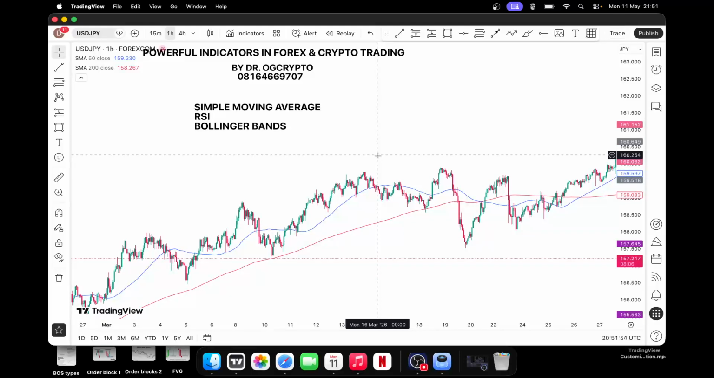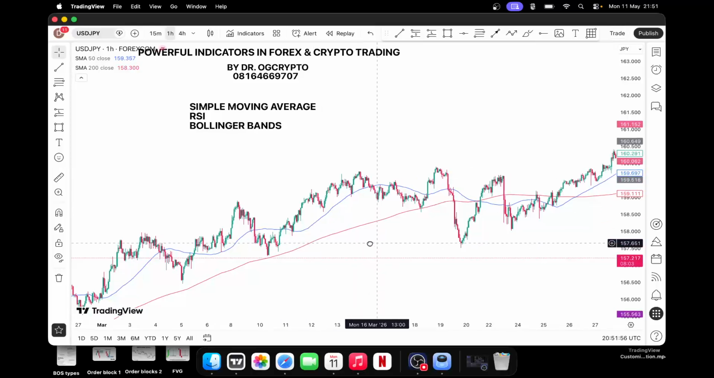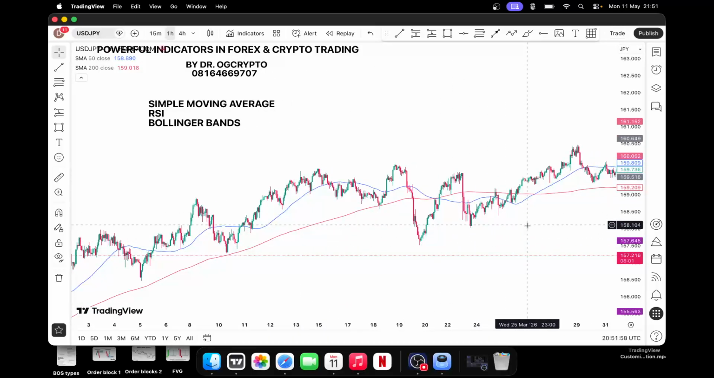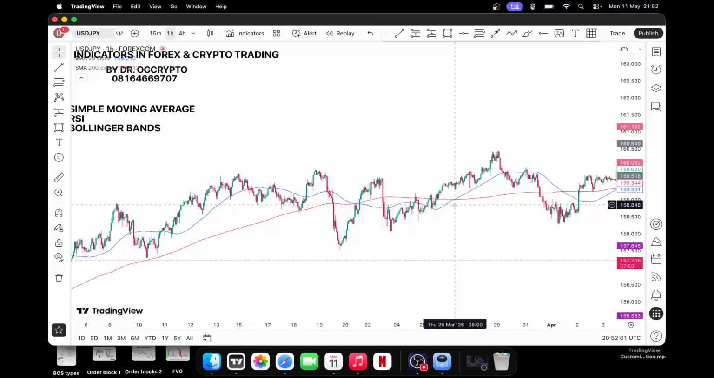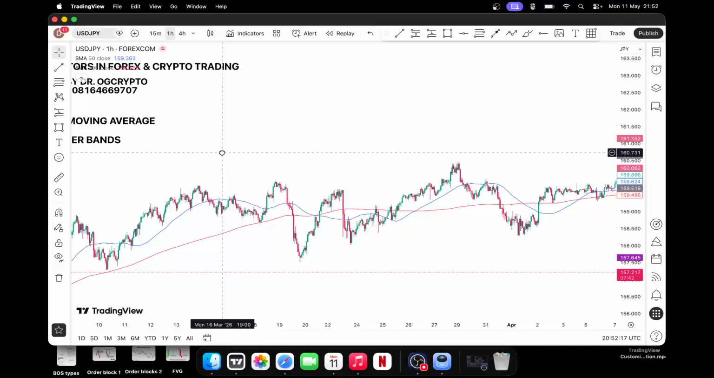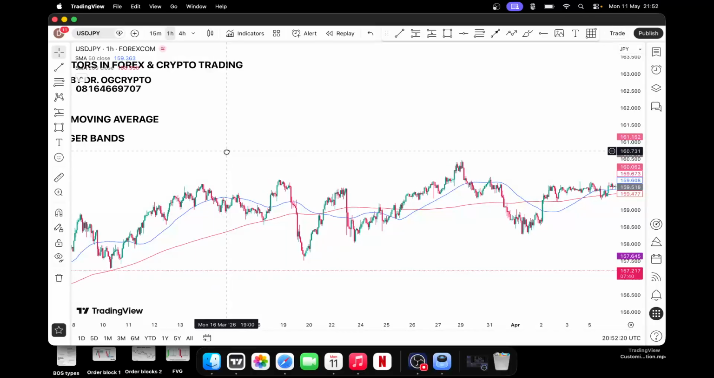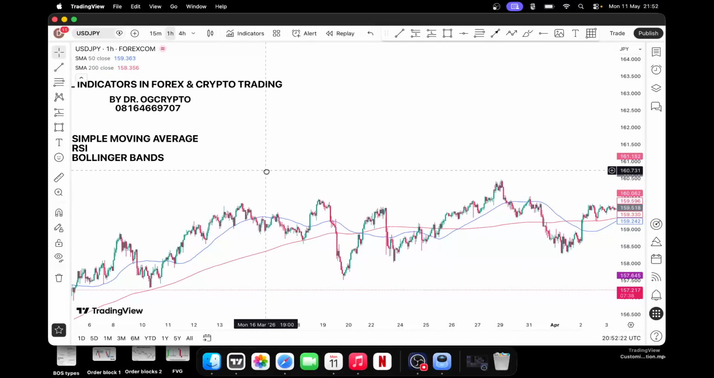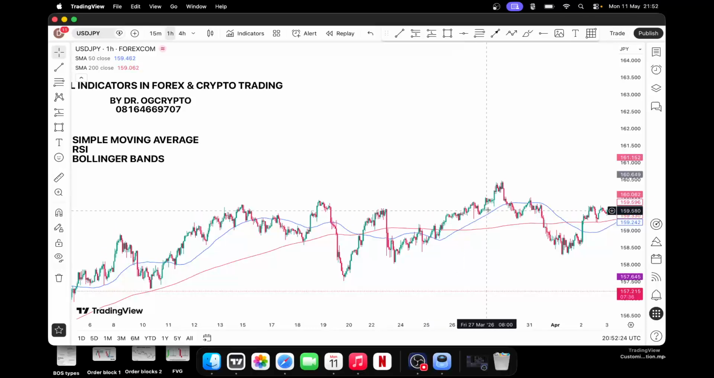Because if it now crosses above, let's say it's coming from down and it crosses above the SMA, it shows that there's strength in the market. So you should be looking for a buying opportunity. You should be looking to long the market. You see that at this point, this blue line, which is SMA 50, crosses the red line. So at that point, I'll be looking to buy. I'll be looking to long the market. You see, if you long the market, you can see the profit.